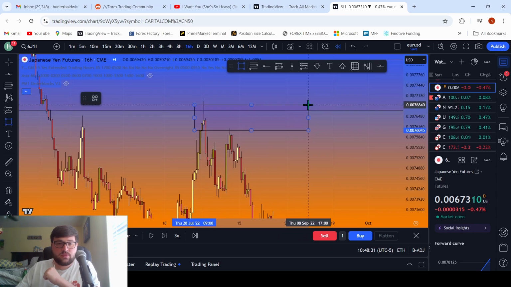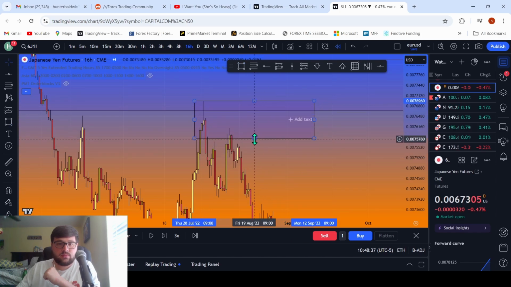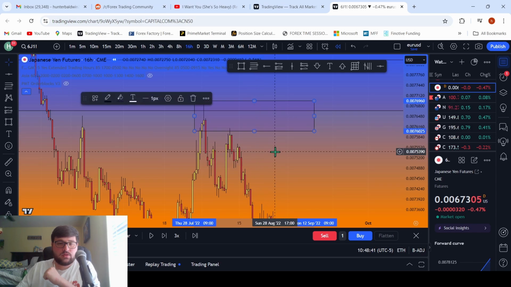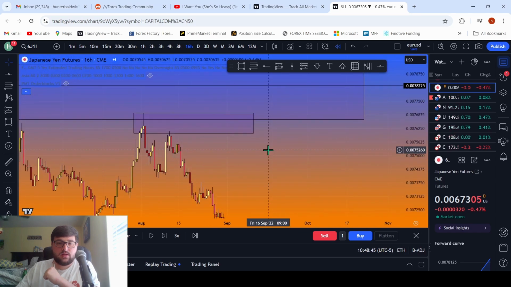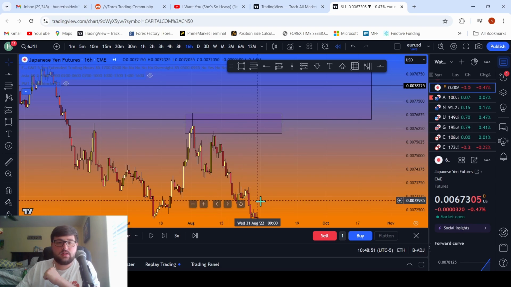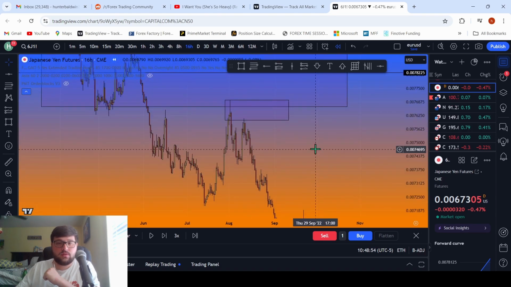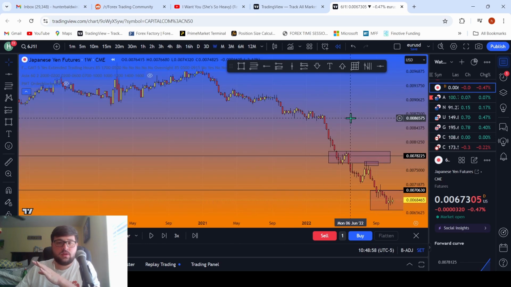You can do it from the wicks or the body. If you want to be safer, you can start from the wick. That's fine, but personally, I like to start from the body of the candle. And what do you know? It pushes. Look how price pushes into this zone really fast and then falls off really quickly. So this is exactly what we're talking about.